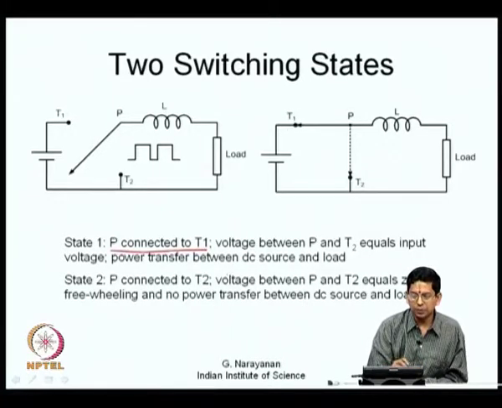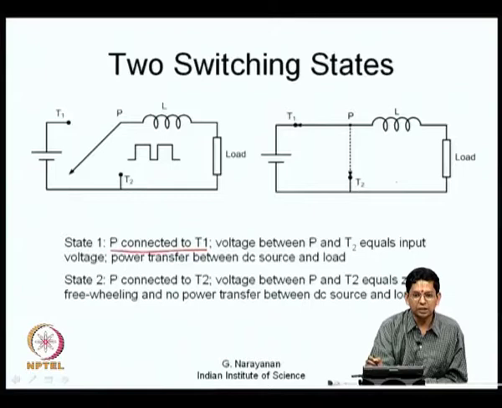In this case, what happens? The voltage between P and T2 equals the input voltage, and this is a situation where there is some power being transferred now. The load is connected directly across the source. There is some power transfer between the source and the load now.